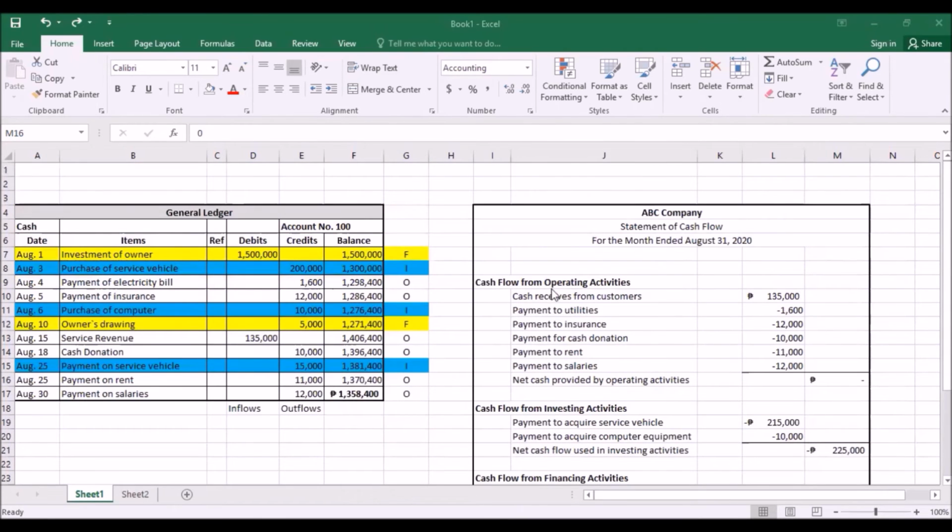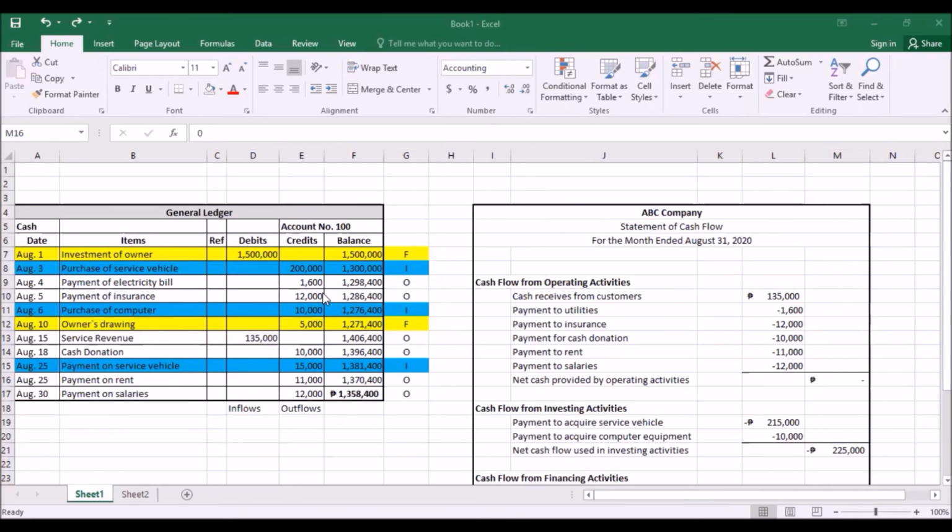So first is cash flow from operating activities. We have, unahin po natin yung mga inflows. We have cash receipts from customers. Ito po yung service revenue. Siyempre po kumita po yung company, galing po yung kinita na yun na cash from customers. That's why inflow is debit 135,000. So, positive kasi po inflow. So, the rest na po na matitira ay yung mga outflows po, yung mga walang kulay po na to.